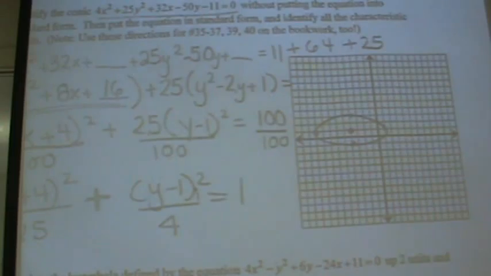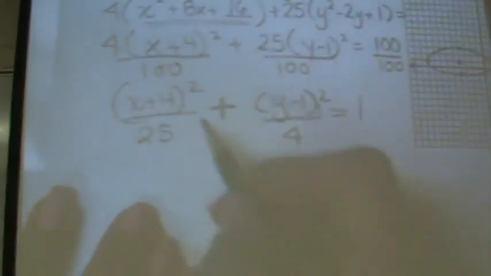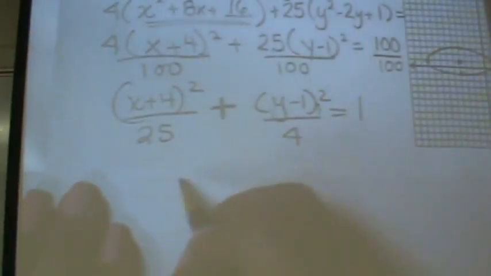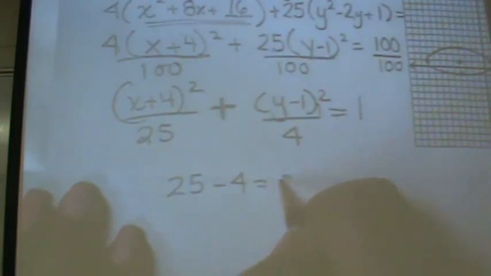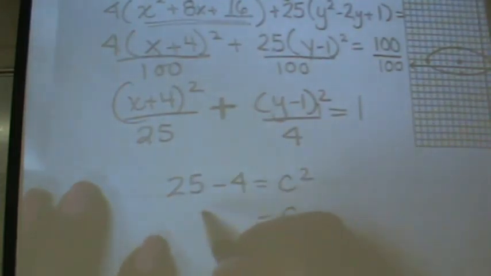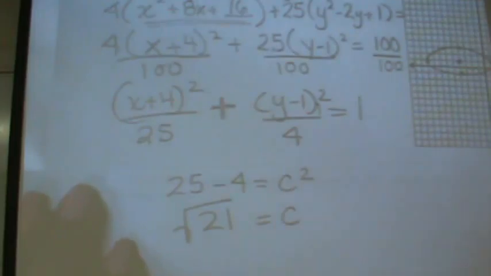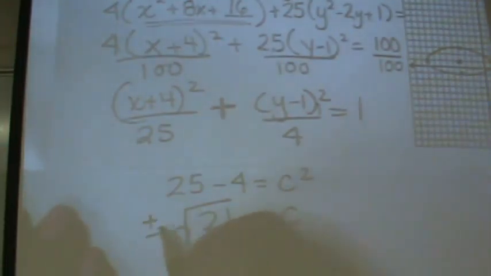Would you from here be able to name the coordinates of the foci? Sure. What's the relationship between a squared and b squared? It's a squared minus b squared. So you would do 25 minus 4, that's your c squared. So c is going to be the square root of 21, plus or minus.